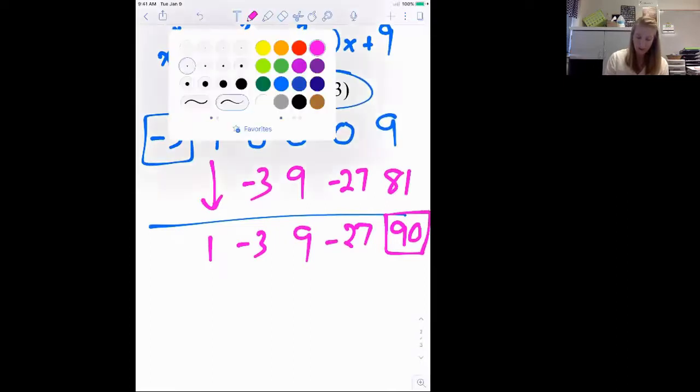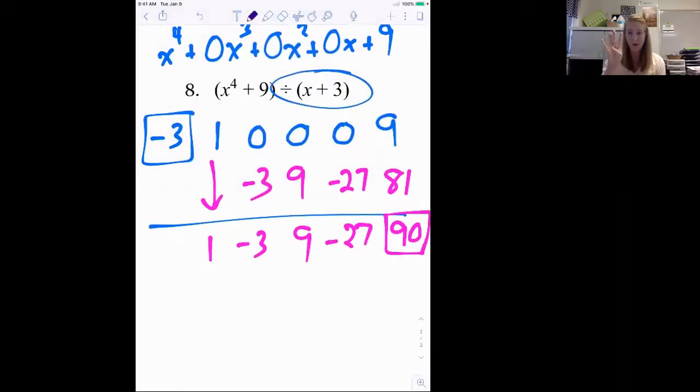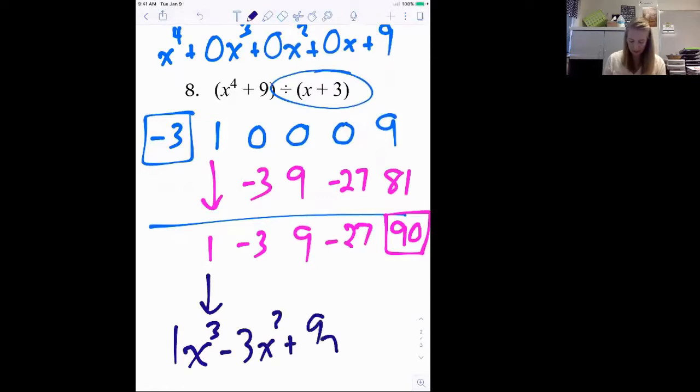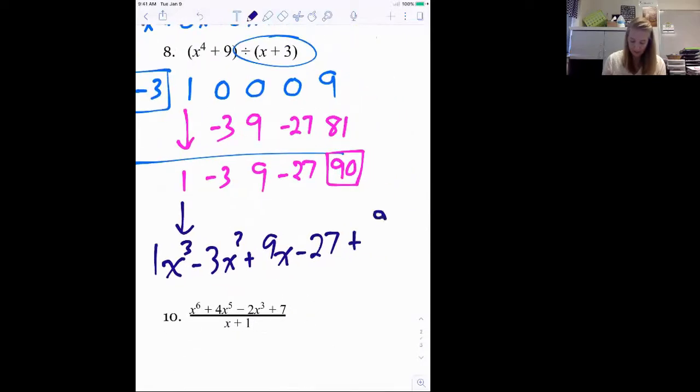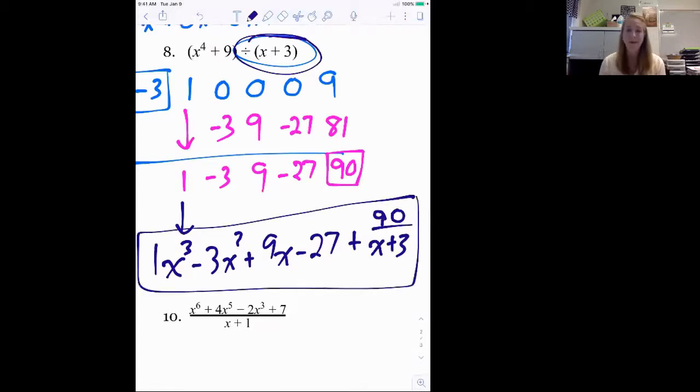And since we started with the greatest exponent of 4, we're going to take one away. This becomes a 1x cubed minus 3x squared plus 9x minus 27. And then we've got that 90 to deal with. Remember, you put that on the top of your fraction, your remainder. And then this x plus 3, your divisor, is what goes in the denominator. You've got your answer.